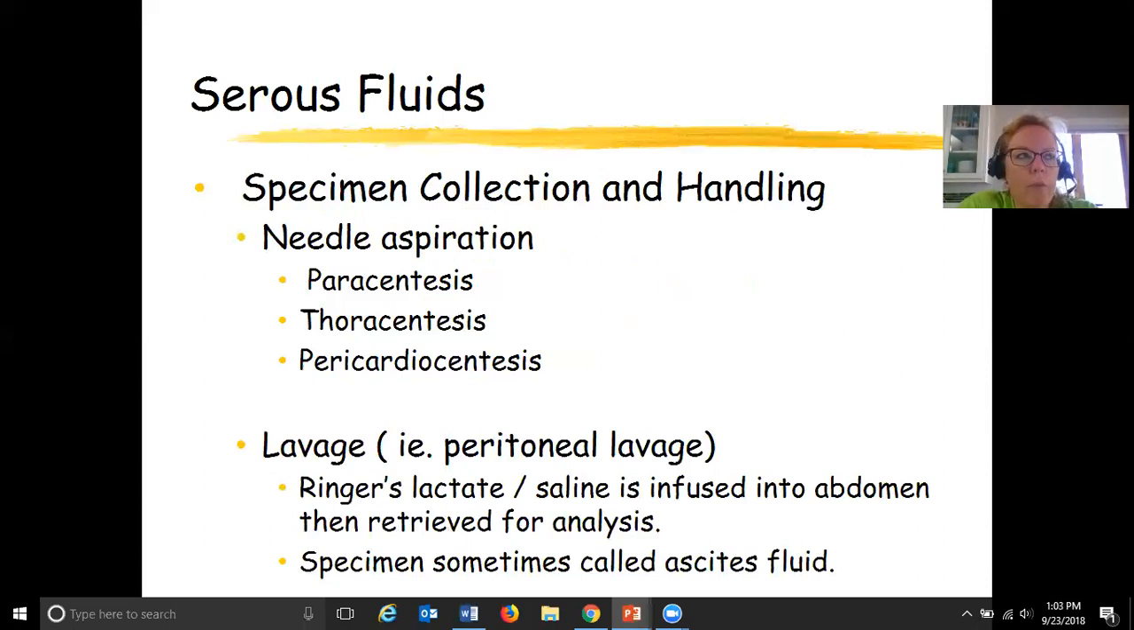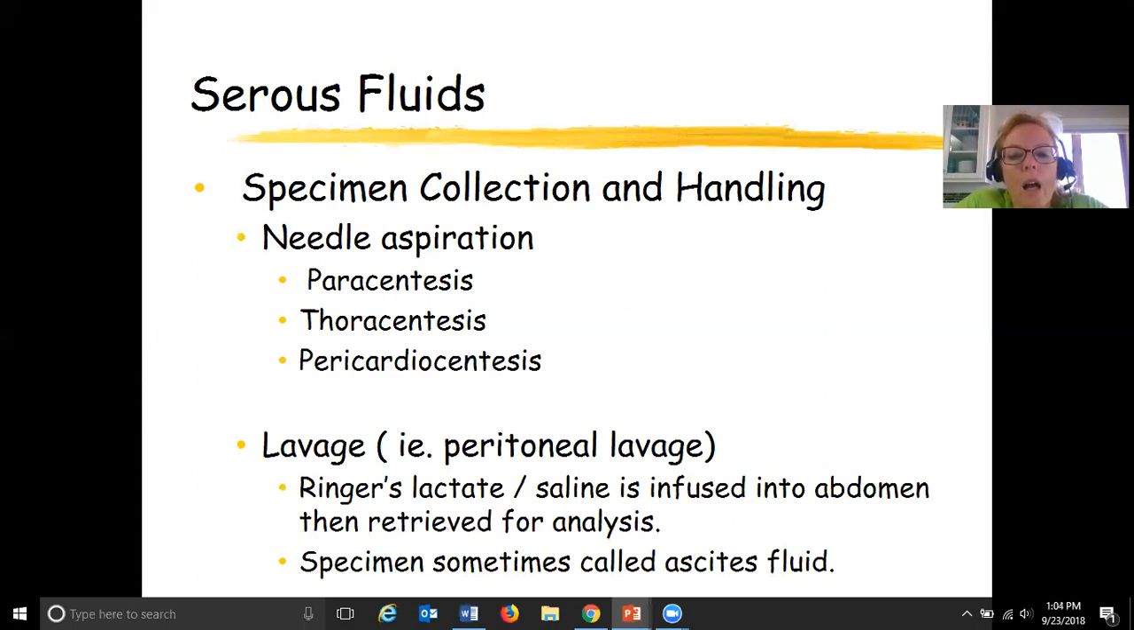Just like the fluid is named from the cavity, the procedure to collect the fluid is named for the cavity also. So the collection is always done by needle aspiration, paracentesis around the stomach organs or in the visceral cavity, the abdominal cavity. Thoracentesis is around the lungs, and pericardiocentesis is from around the heart. So basically they stick a really long needle into whatever body cavity it is and they withdraw fluid. They could withdraw a half a cup of fluid, they could withdraw liters of fluid.